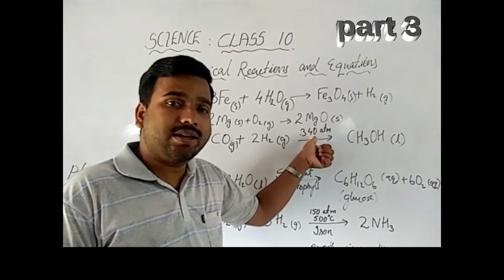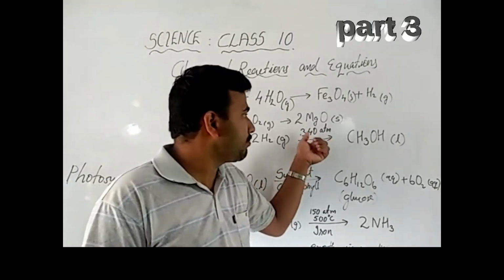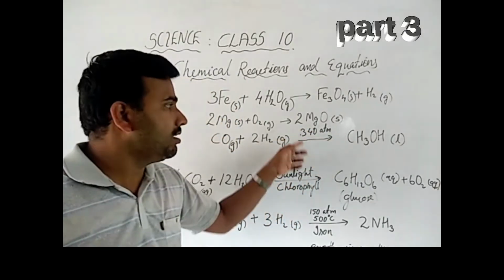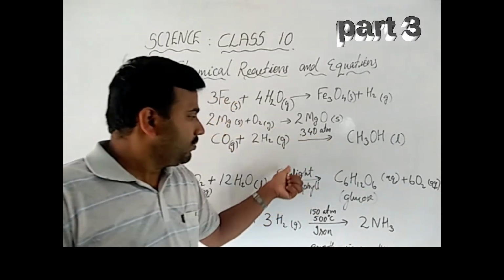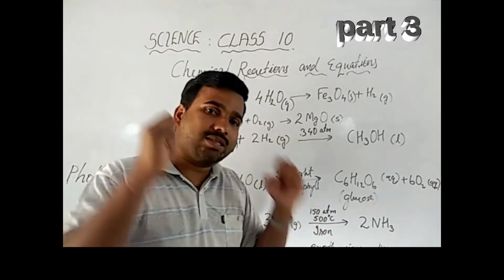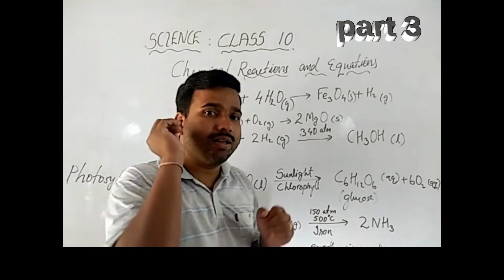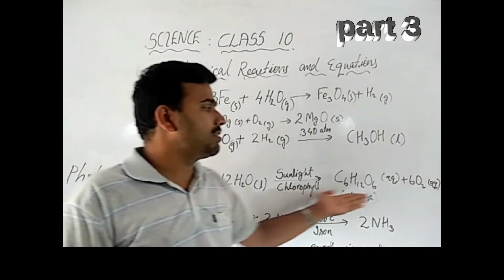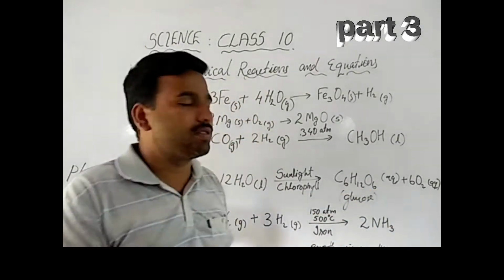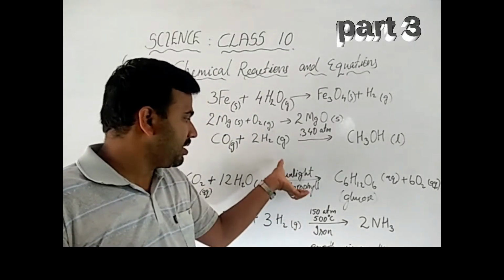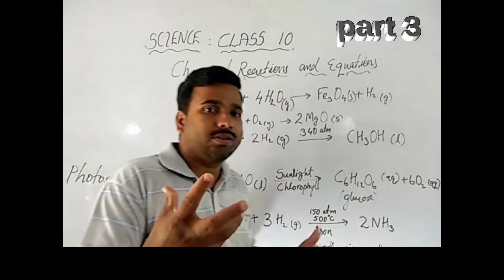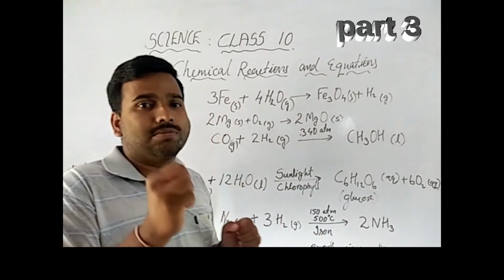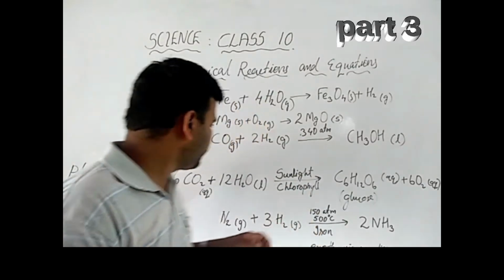As we have written here, the pressure is mentioned just above or below the arrow mark. So these are the essential conditions that are required for carrying out this particular reaction, photosynthesis. If we mention this here, the chemical equation becomes more informative.